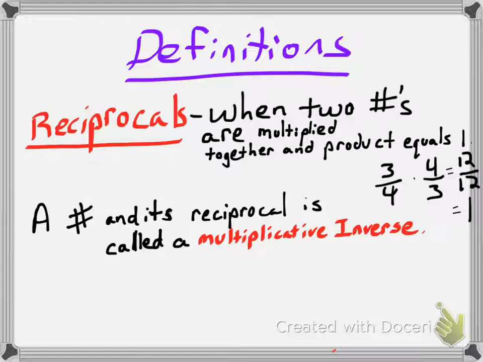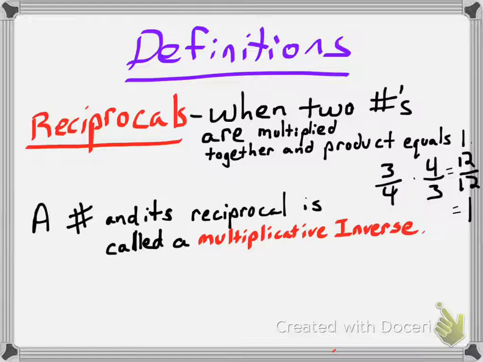So let's try it out right here. We have 3/4 times its reciprocal, which is 4/3. Basically, you're just flipping it upside down. Top times top gives you 12. Bottom times bottom gives you 12. 12 over 12 is 1.